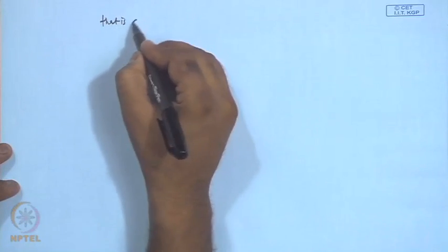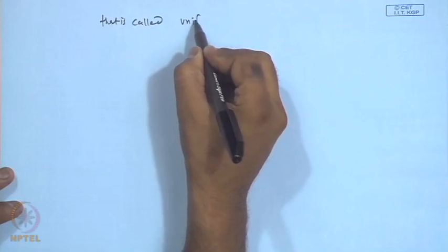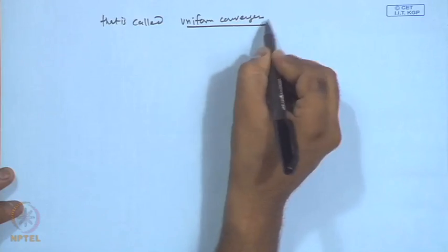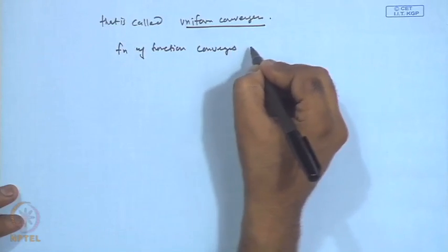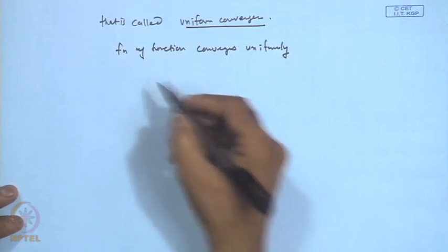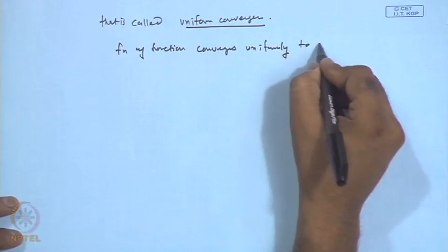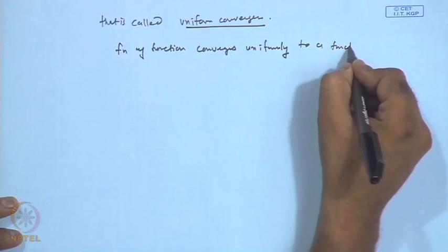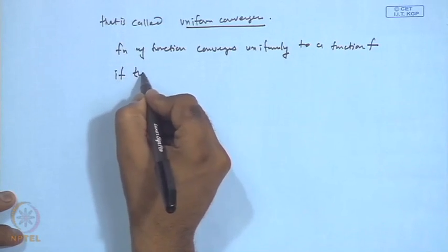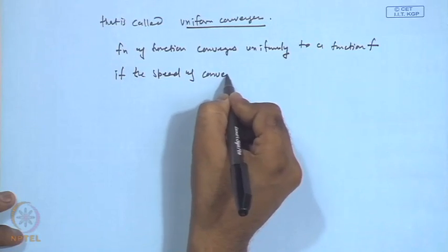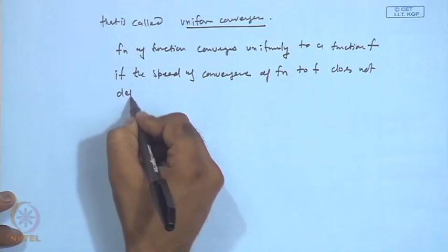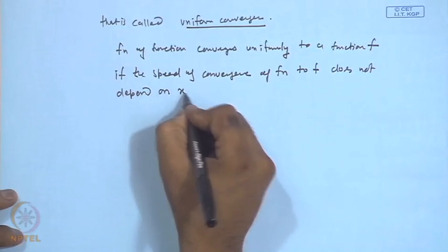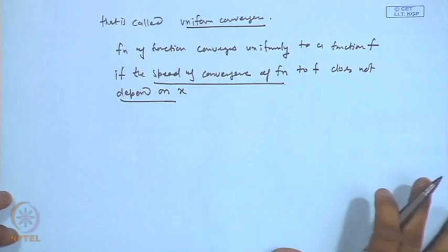We have a stronger version of convergence, and that is called uniform convergence. In uniform convergence, a sequence f_n of functions converges uniformly, which is a stronger notion than pointwise convergence, to a limiting function f, if the speed of convergence of f_n(x) to f does not depend on x. What does that mean, the speed of convergence? With the help of examples we will see.